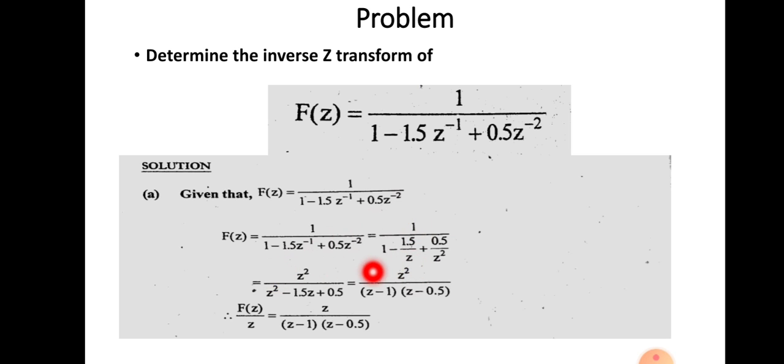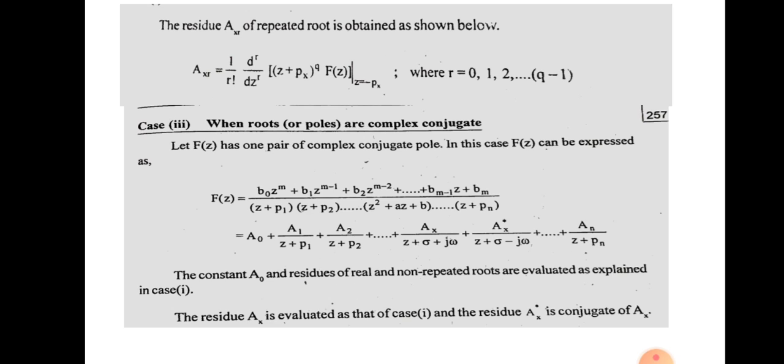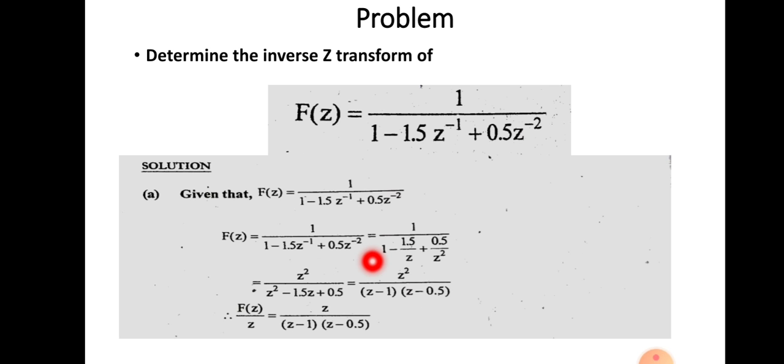So you will be getting z square. You can multiply z square with this, so z square minus 1.5 z plus 0.5, and denominator z square will come to numerator, so z square. So here the denominator side can be expressed as z minus 1 into z minus 0.5. That is a simple root finding method. So this will be in this form.